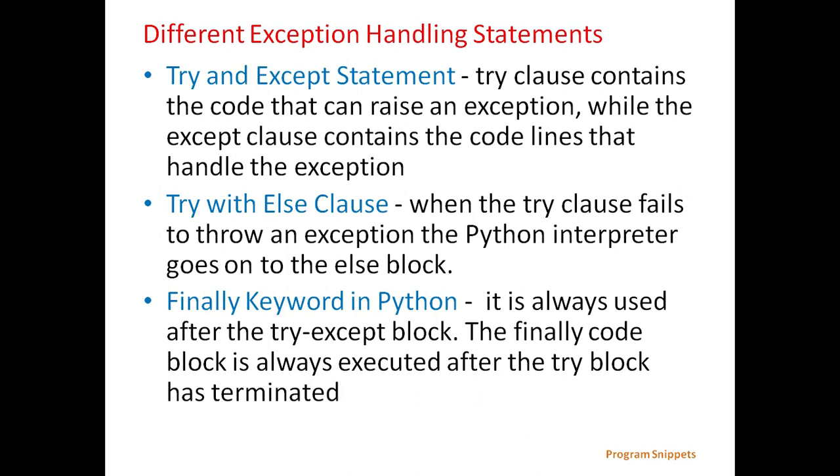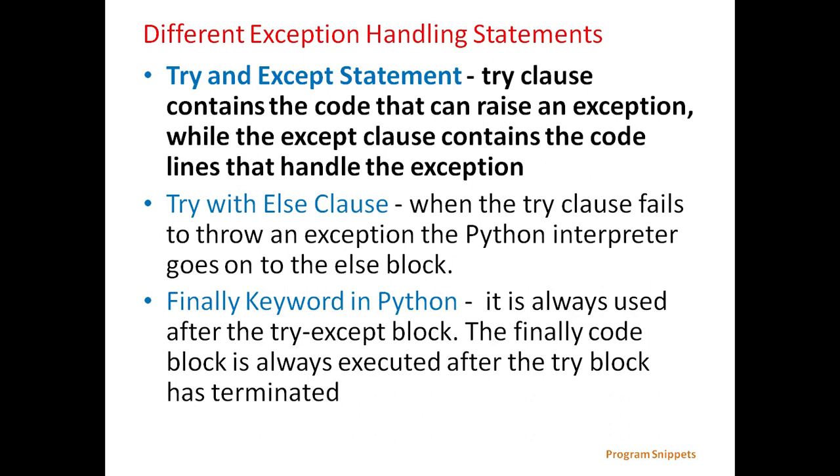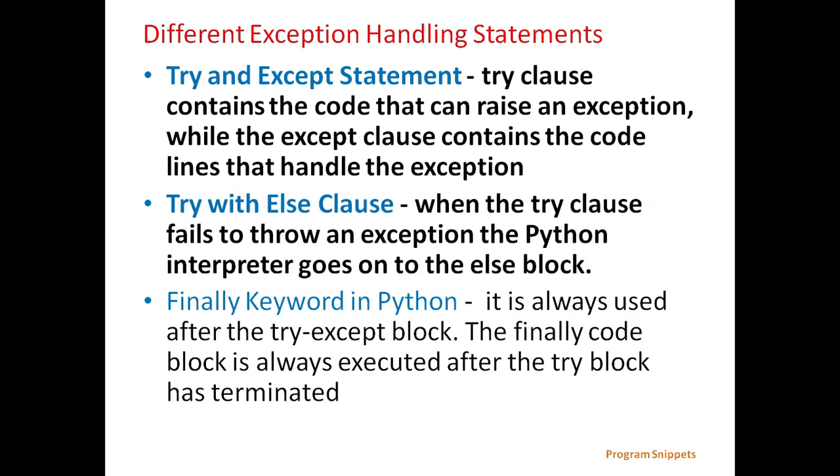Different exception handling statements in Python are: first is the try and except statement. The try clause contains the code that can raise an exception, while the except clause contains the code that handles the exception. Try with else clause: when the try clause fails to throw an exception, the Python interpreter goes to an else block.